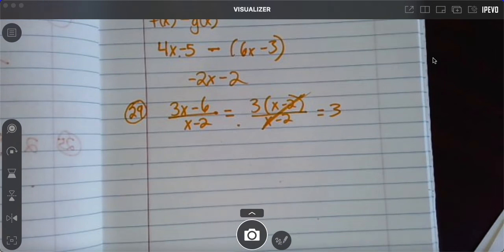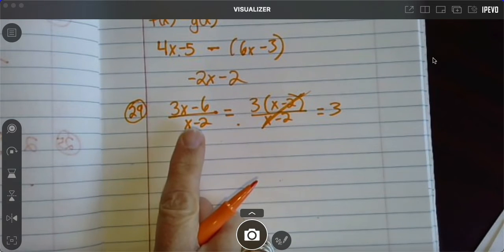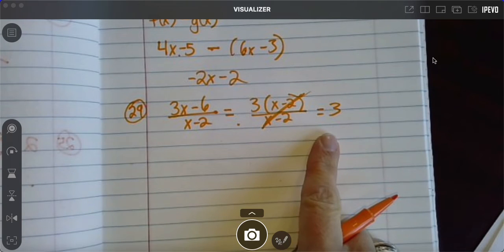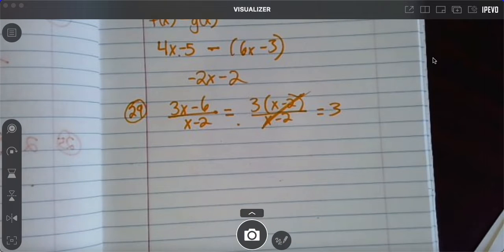Then it asks for the domain. Look in your denominator at the beginning. X cannot be what number? 2. X cannot be 2, which you could see without even finishing the problem. Your answer is B.